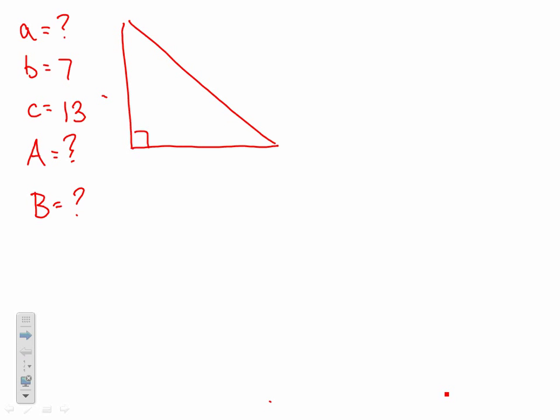We can use the Pythagorean theorem to start, all right? So A is our unknown. Oops, sorry. C is 13 here. That's our hypotenuse. And B is 7. Let's not forget where these angles are. Remember, they're named by the opposite side. So over here, this is side A. This is angle A. Over here, this is side B. This is angle B up here. All right? So these are both unknown in this case.